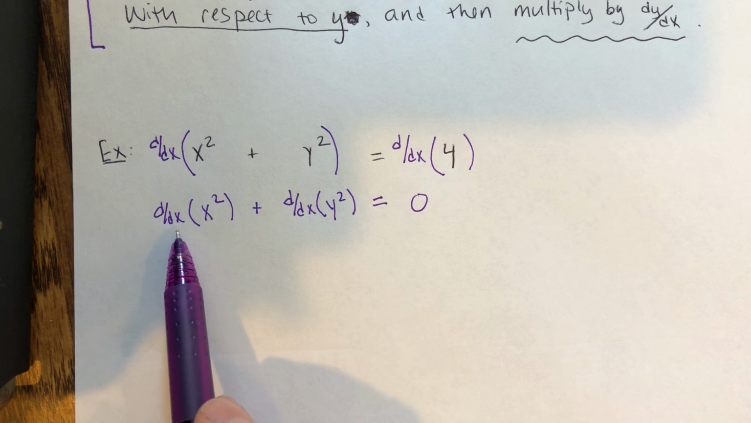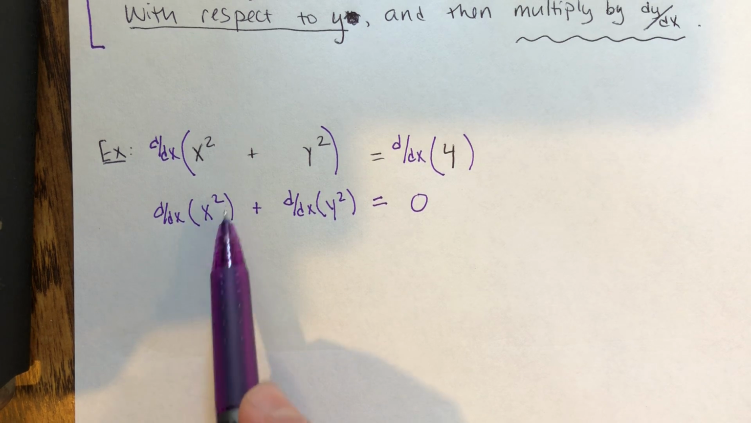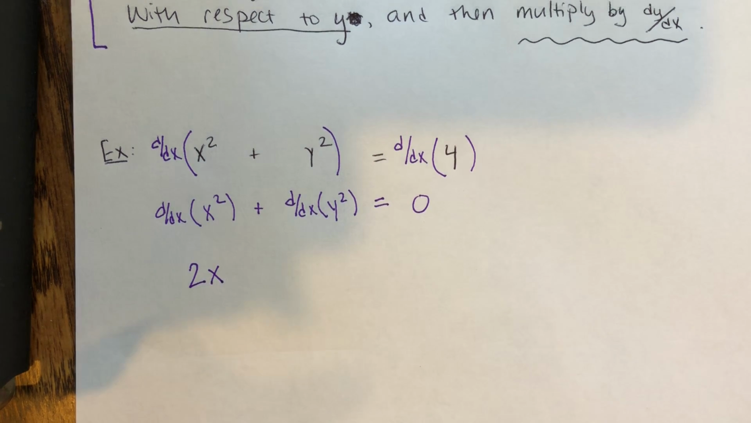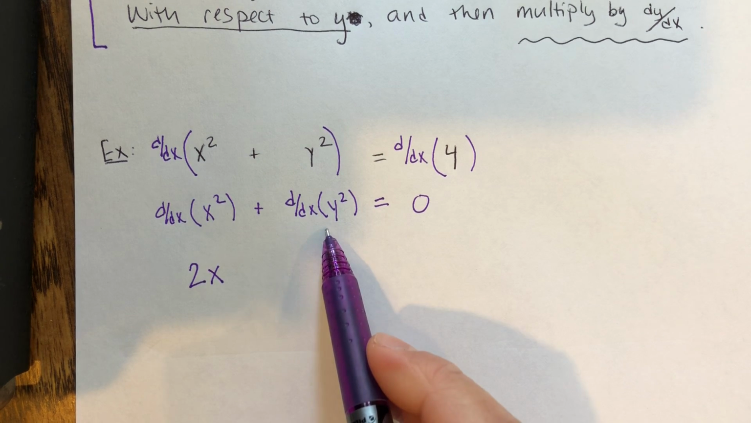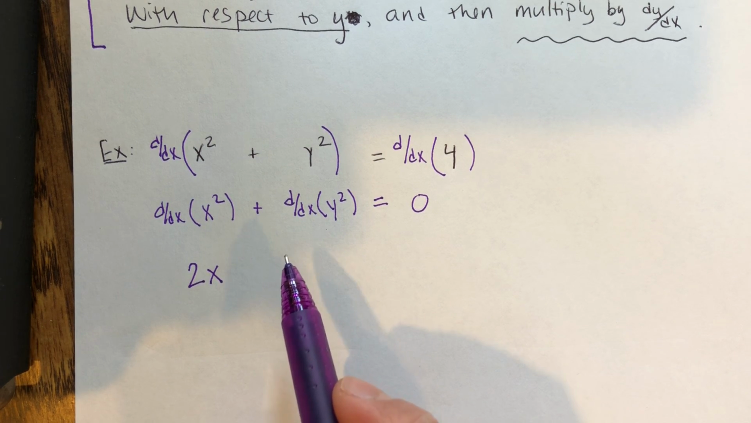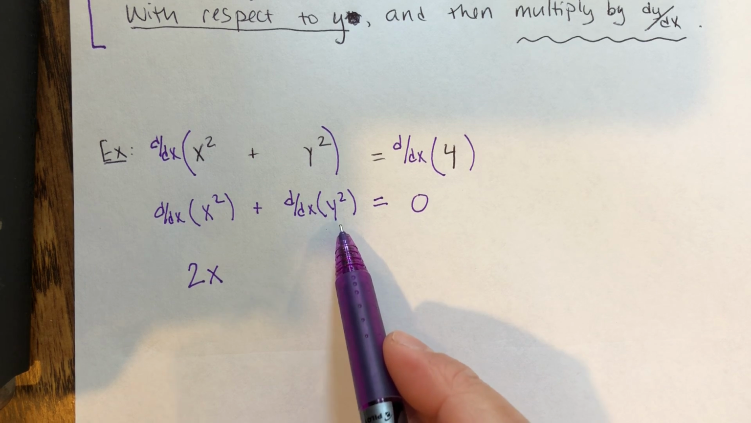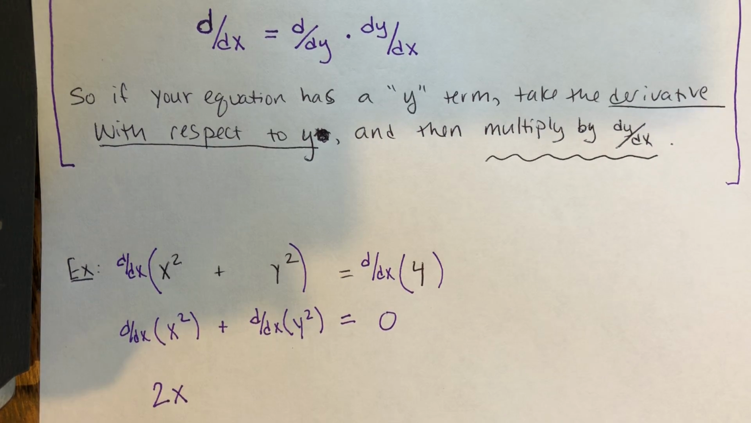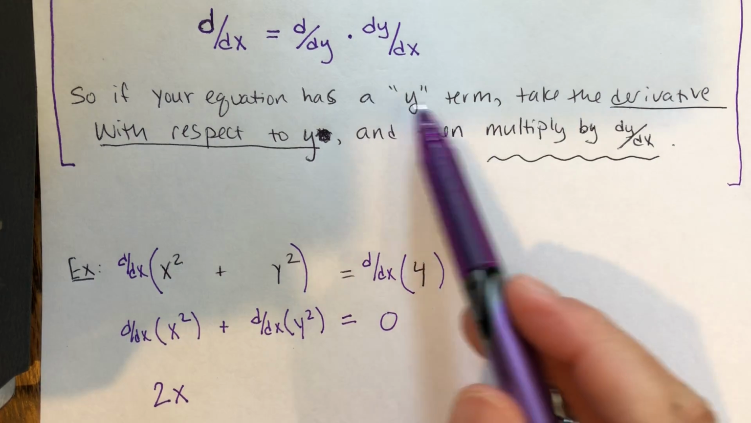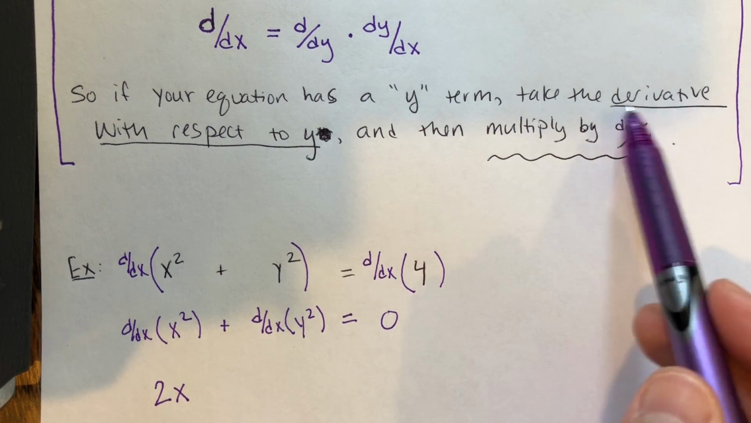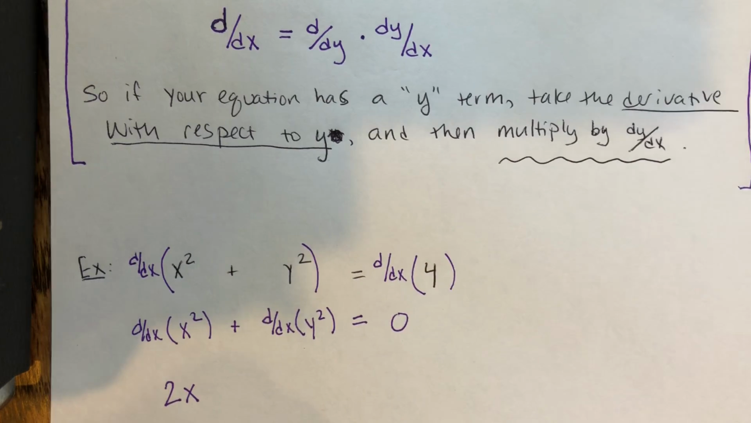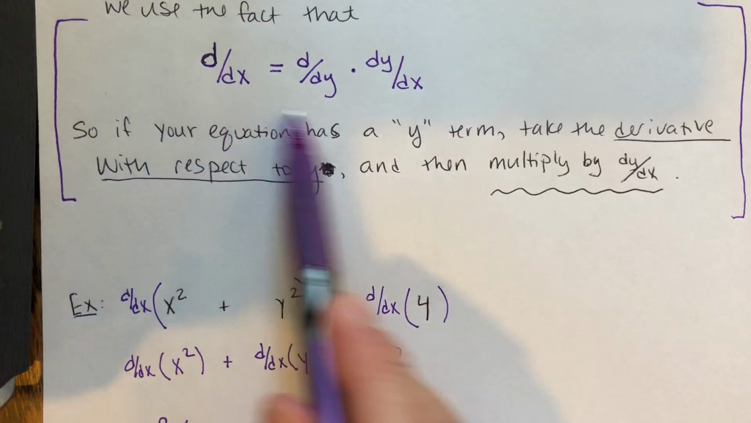We've got the derivative with respect to x of x squared. Easy enough using the power rule. This is 2x. But this is the harder part here. We need to take the derivative with respect to x of y squared. If we go up to the top, we see what we're supposed to do is, if our equation has a y term in it, then we take the derivative of that term with respect to y, and we multiply by dy/dx, right? We're making use of this equation right here.